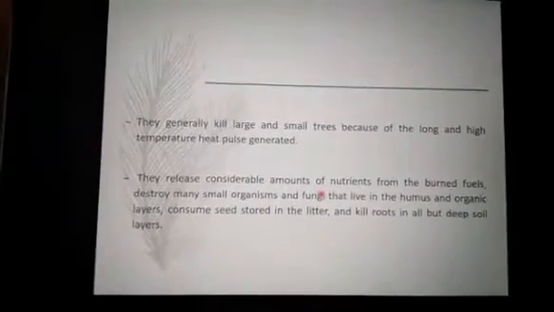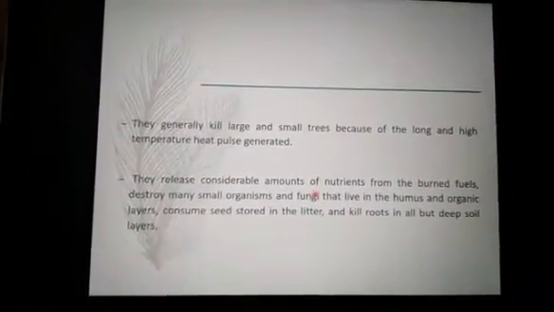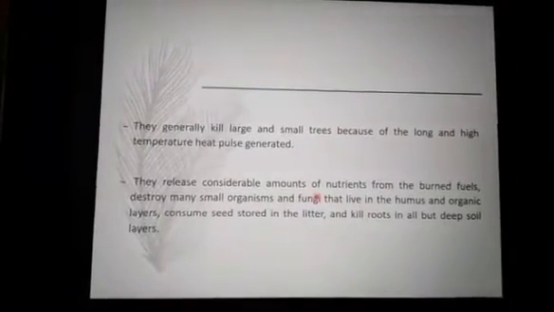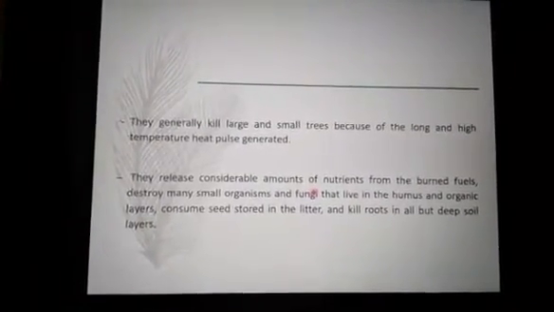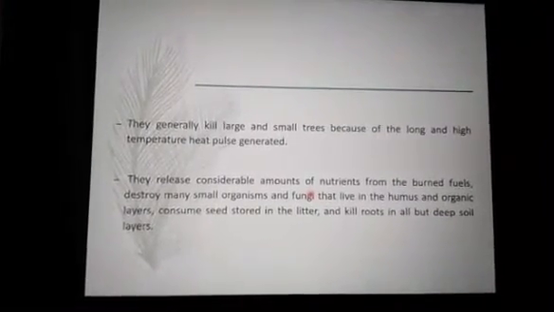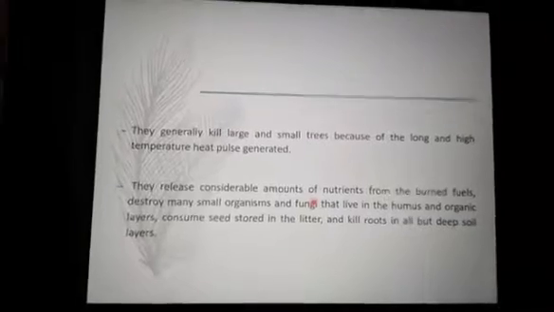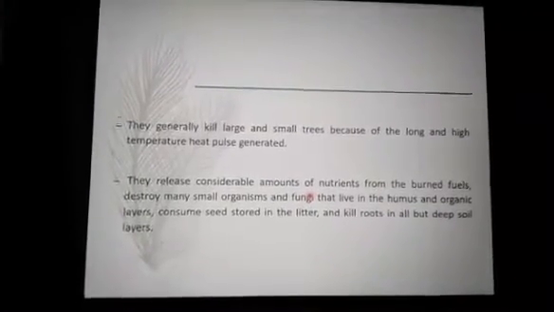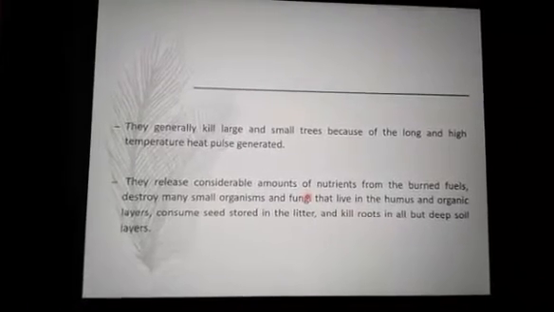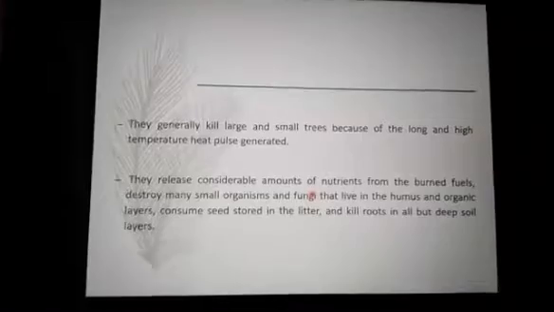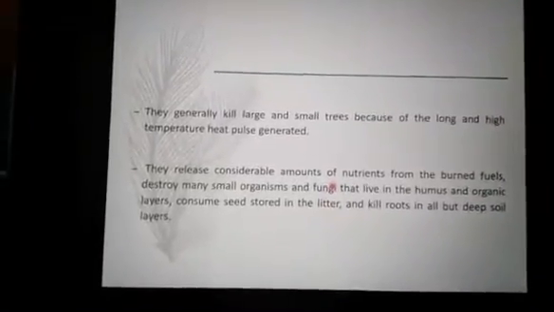So they generally kill large and small trees because of long and high temperature heat pulse. So they release considerable amounts of nutrients from the burnt fuels. They destroy many small organisms and the fungi that live in the humus and organic layers. So they also consume seeds in the soil litter and kill roots in the deep soil.